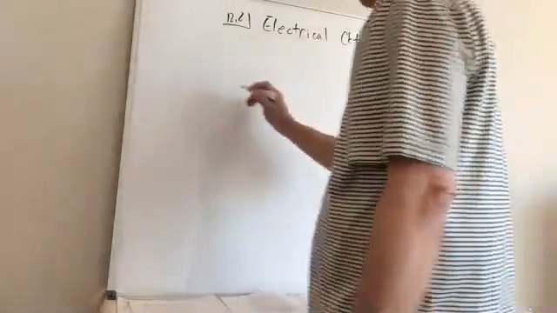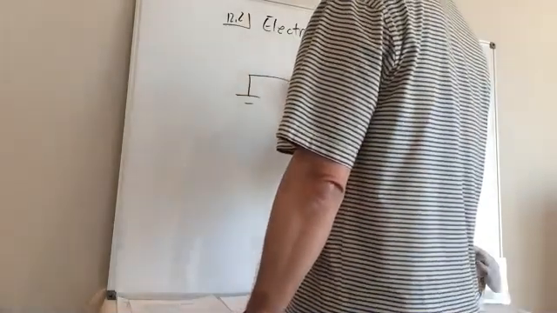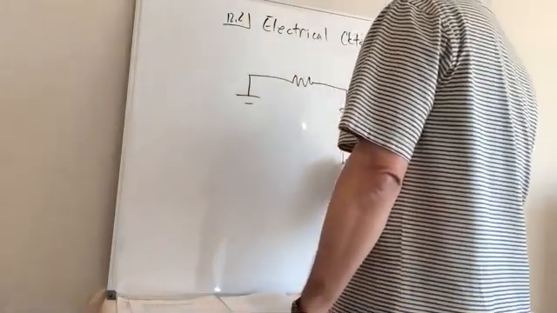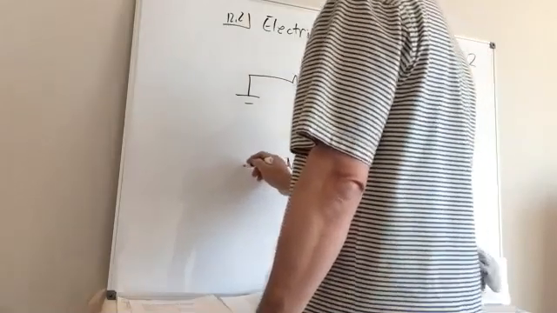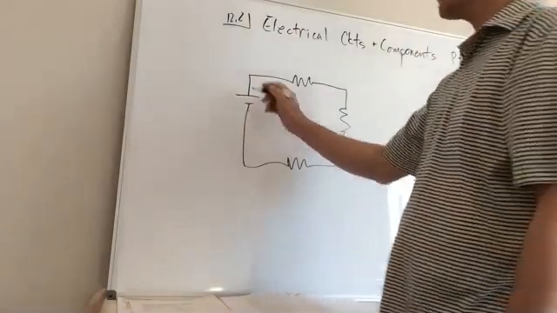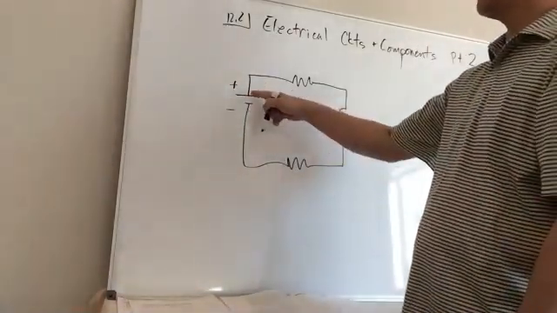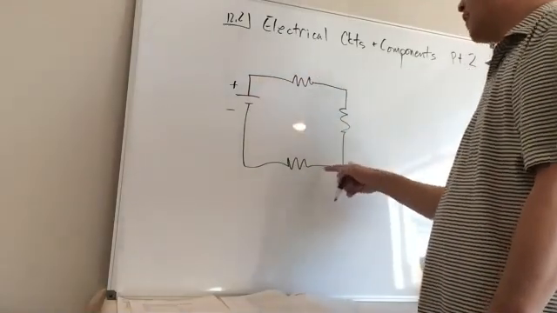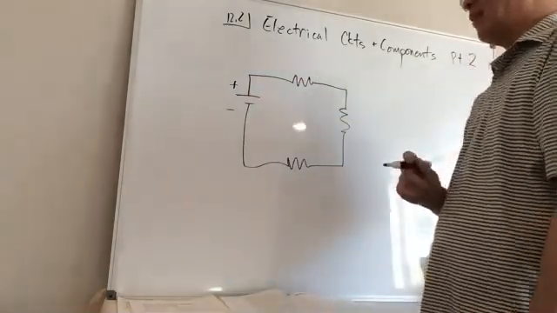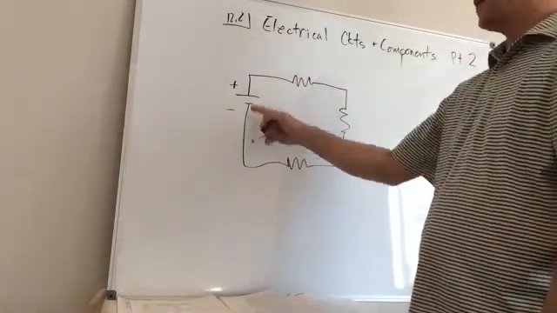So let's talk about the series. Let's go ahead and jump right into an example. Let's say that we have a series circuit that looks like this. This here is a voltage. This is the positive, this is the negative. The current's going to flow from here this way, from here to here.